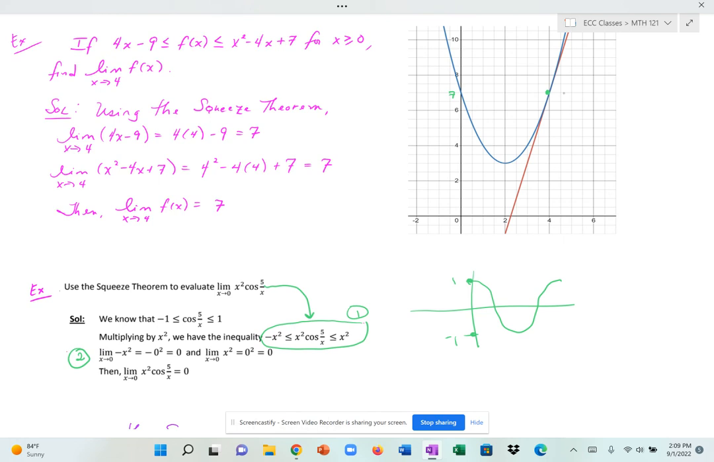The limit as x approaches 0 of negative x squared, well, by direct substitution, that gives me 0. The limit as x approaches 0 of x squared, that also gives me 0. Since the limit of the function that's below and the limit of the function that's above are the same, then you can draw your conclusion that the limit of the function in the middle is also equal to 0.